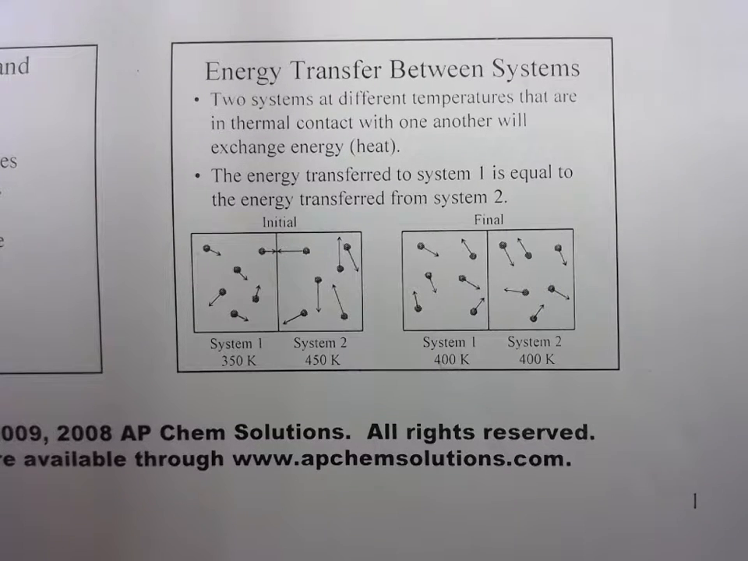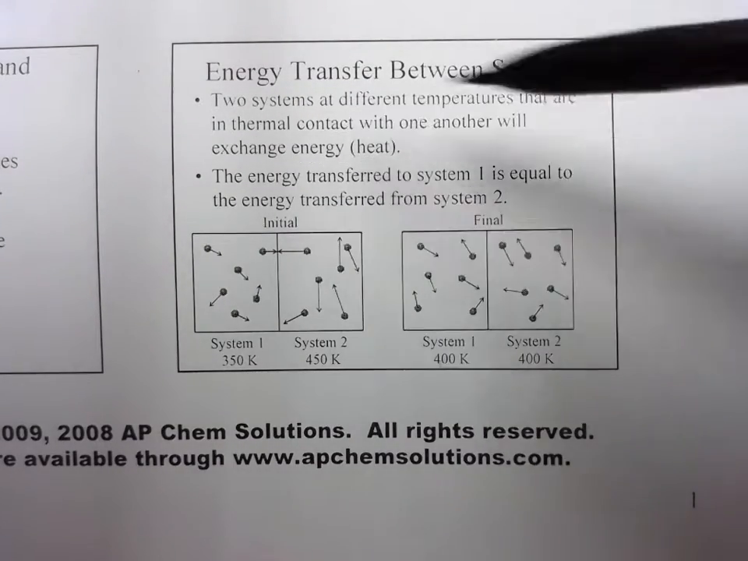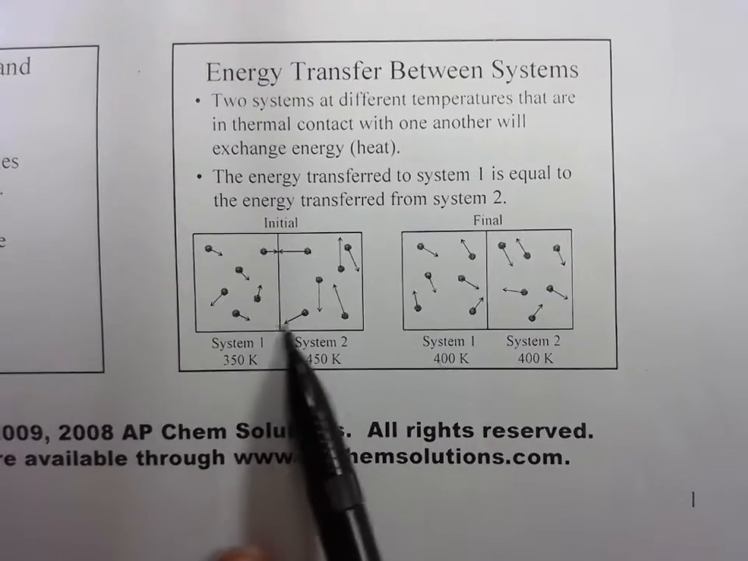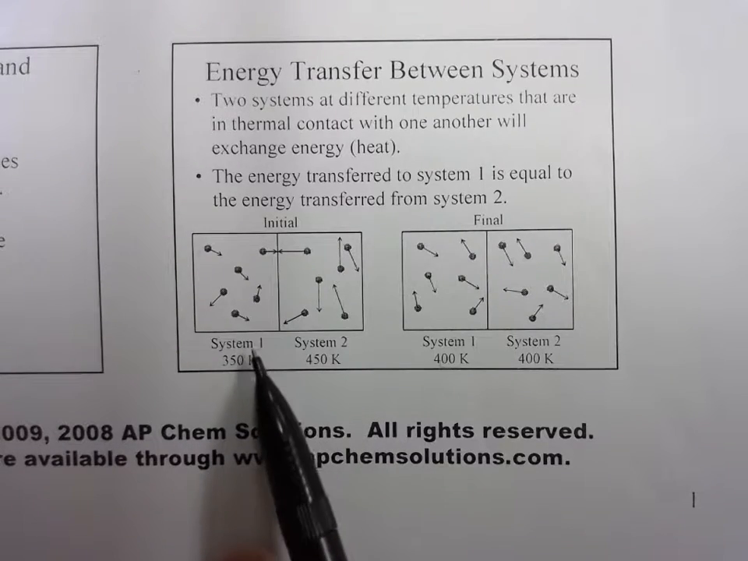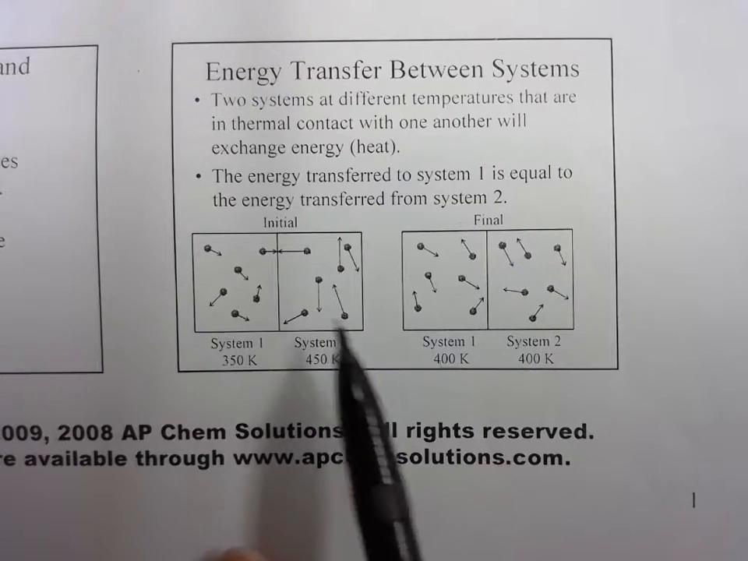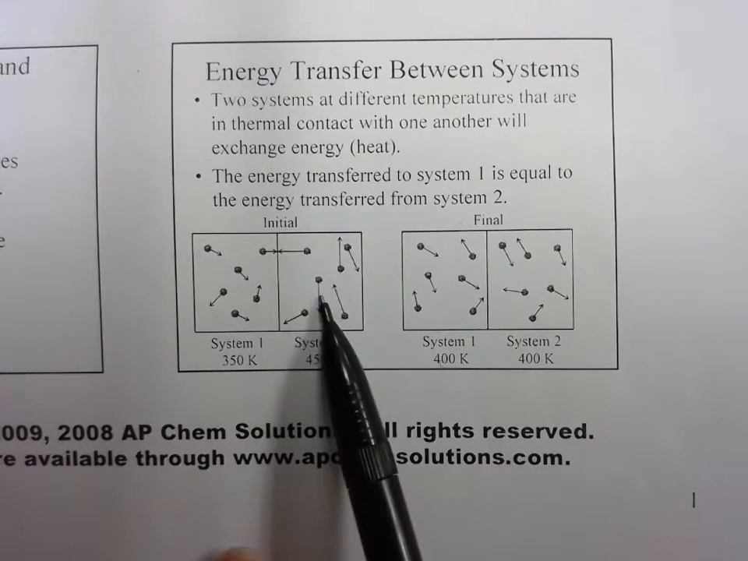Alright, so this is where we left off yesterday. We have energy transfer between systems. Two systems at different temperatures that are in contact with one another will exchange heat, right? We said yesterday they exchange heat by conduction, which is contact. And you can see here system 1 is the lower temperature system because the vectors are smaller. System 2 is the higher energy or higher temperature system because your vectors are much larger.